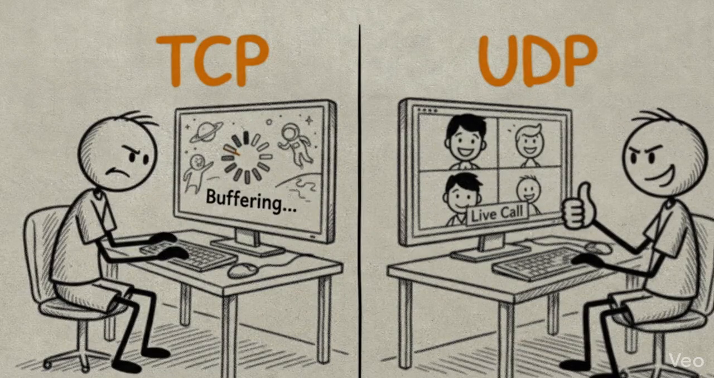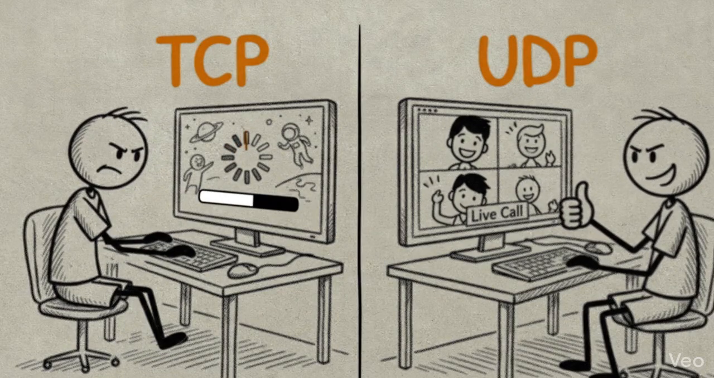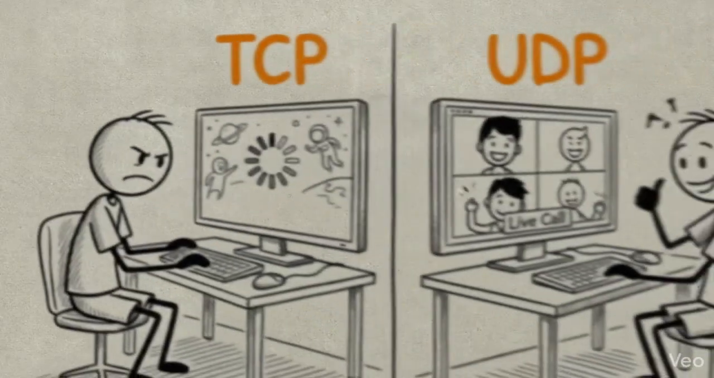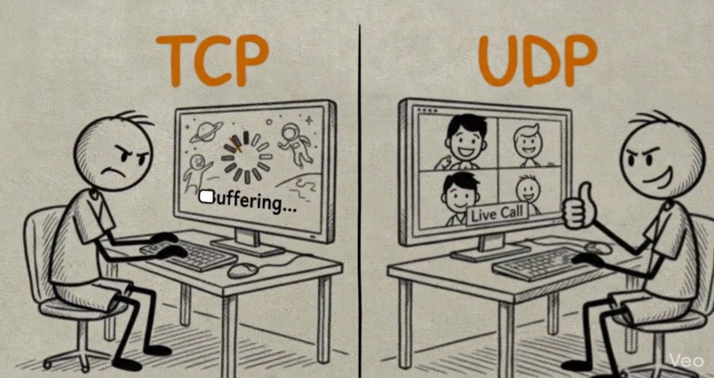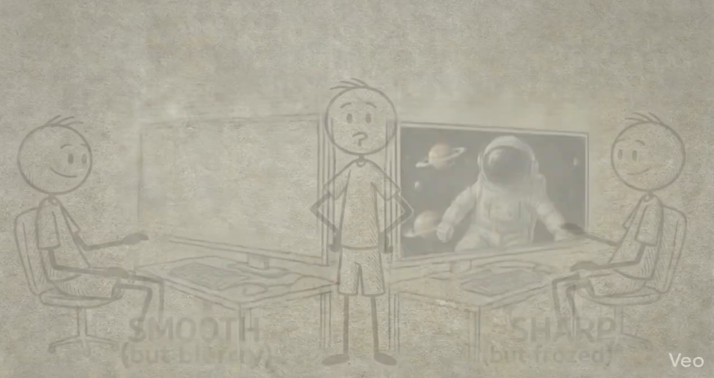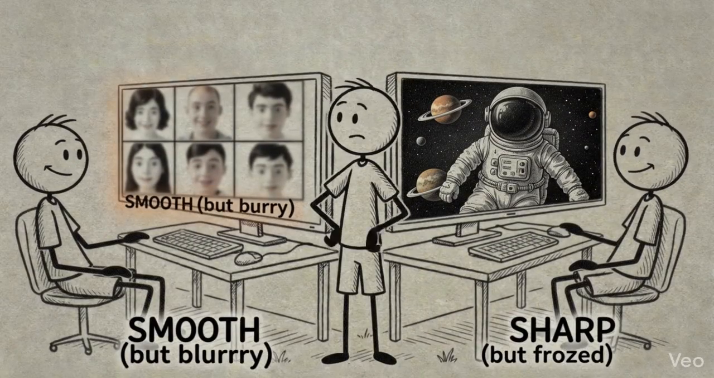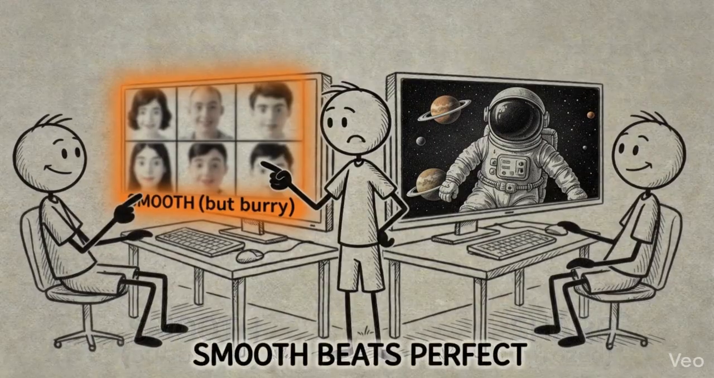Stream a movie and the player uses TCP to buffer the video so nothing drops. Jump on a Zoom or a multiplayer game and that live audio and video flows over UDP. Because a smooth, slightly imperfect stream beats a perfect one that lags.